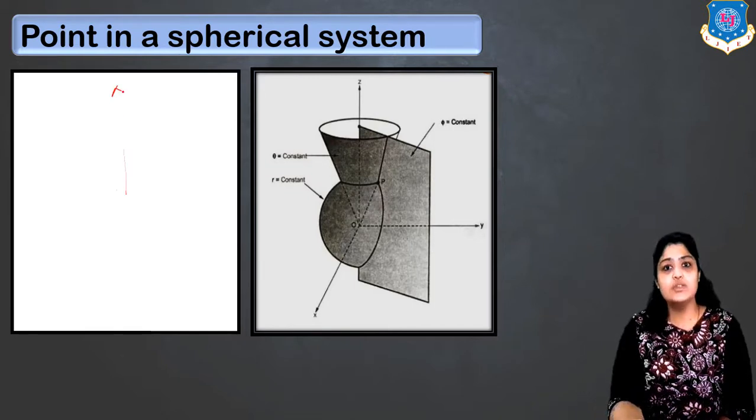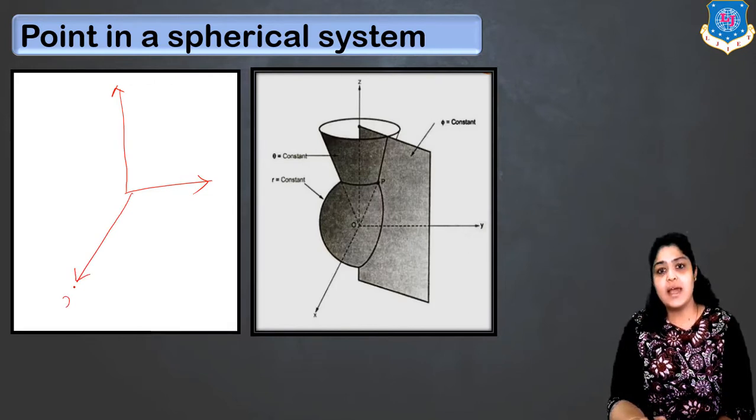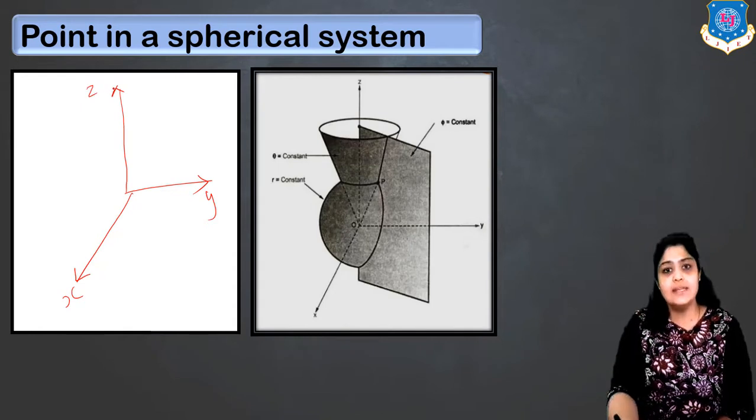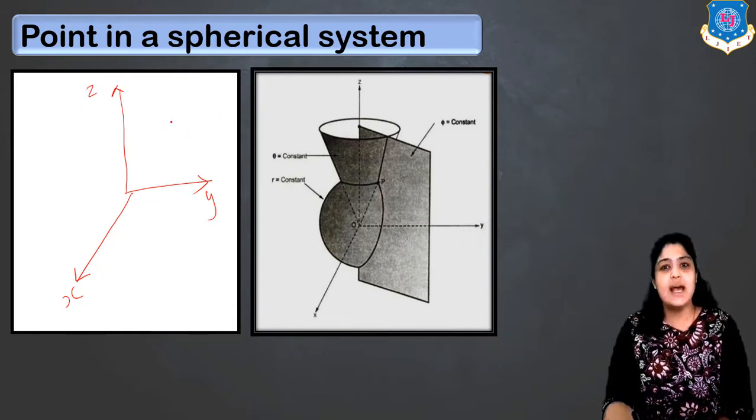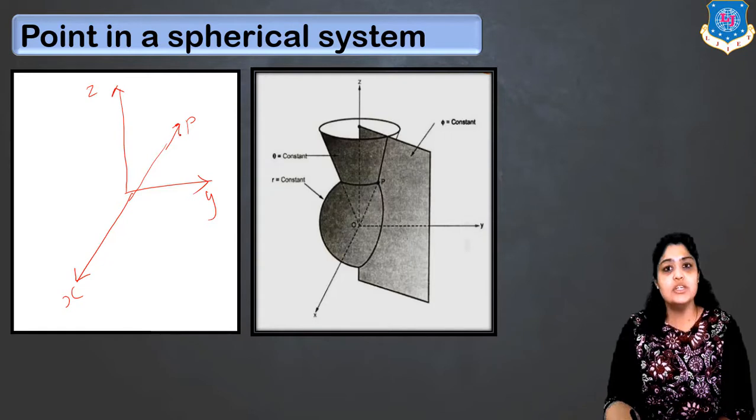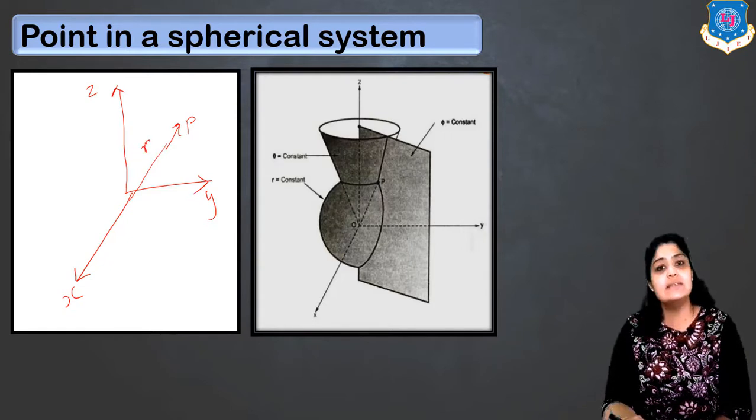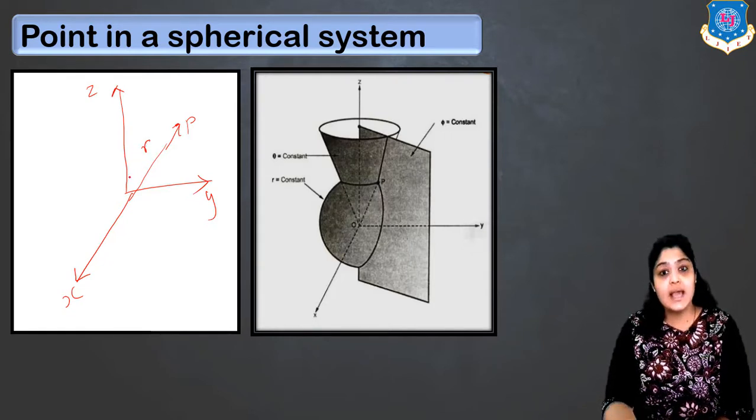Here also I draw the three axes like this. So this is my x, this is my y, and this is the z axis. Is that clear? Now suppose I take a point P and the position vector of this point I represent as r. The angle which it makes with the z-axis is known as the angle theta. And suppose I take a projection of this point.